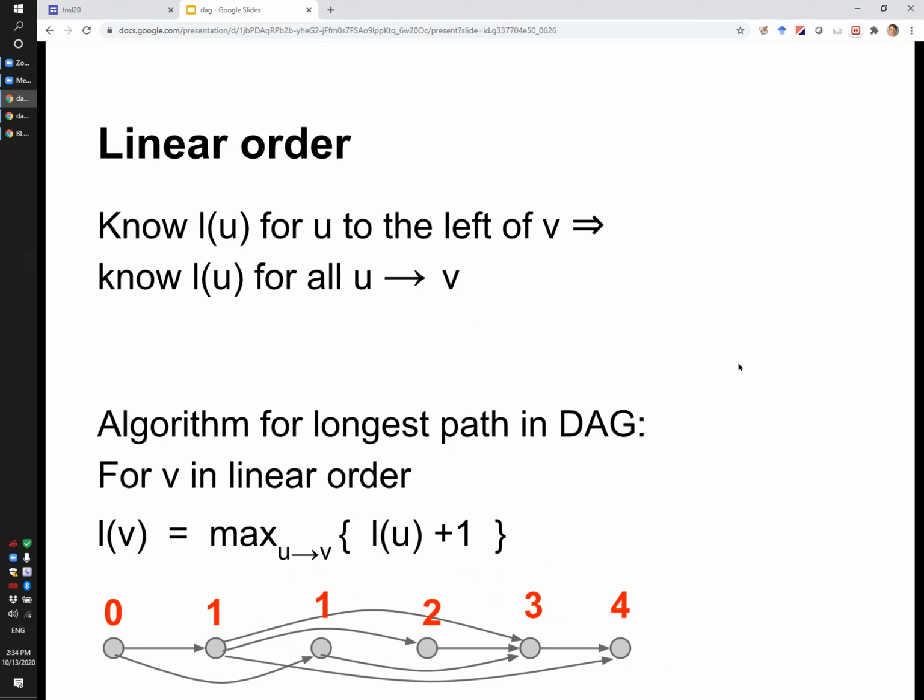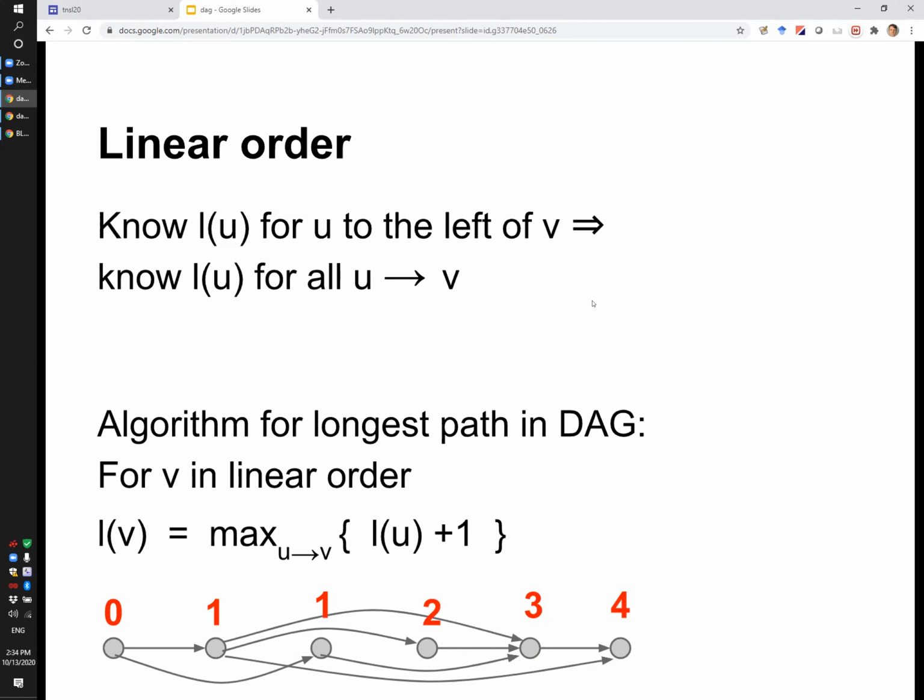So this way we have set the labels for the vertices or nodes of all the vertices in this graph, for all the graph. Just by using this simple algorithm, you process the vertices in the linear order. And for every vertex, you look at its predecessors, choose the one with the largest label, add 1 to that label.